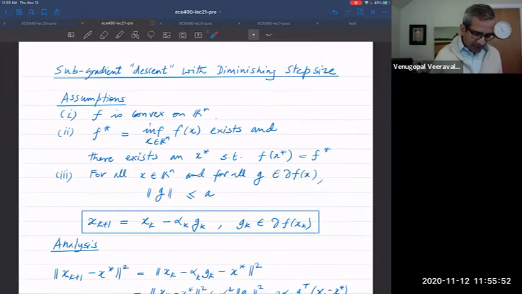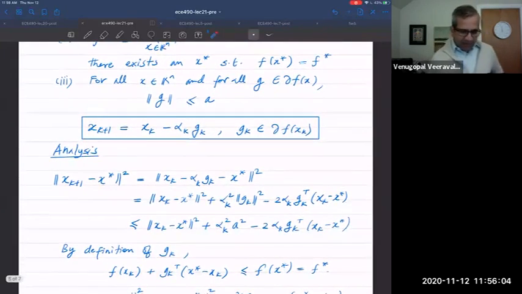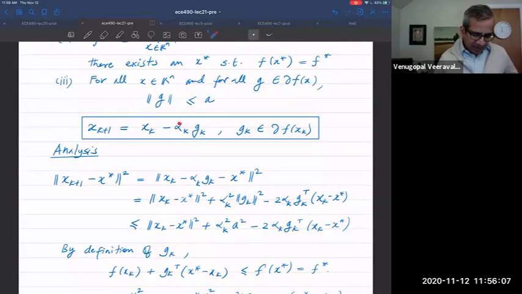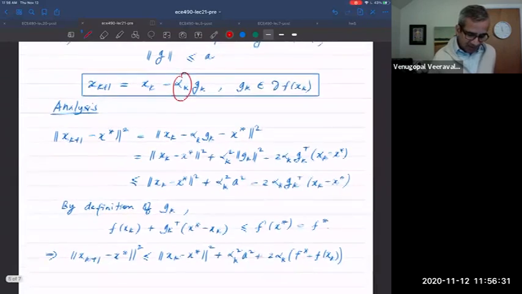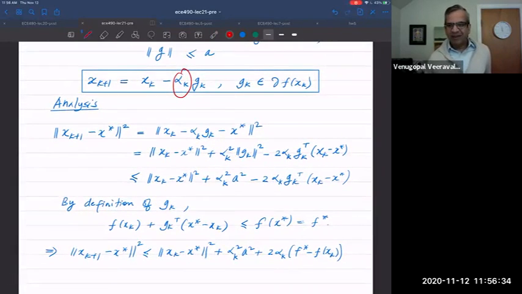Again, we'll make the same assumptions as in the last class. I'm not going to repeat that. f is convex, the minimum exists, and the subgradients are bounded everywhere. Now, instead of using a constant step size, the big difference is that we're going to use a varying step size, alpha_k instead of just alpha. So let's do the analysis like last time with alpha replaced by alpha_k. Most of the steps from last time go through up to a certain point, and then we'll have to figure out what to do.